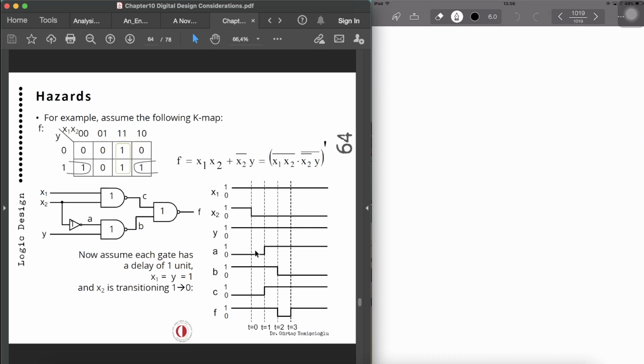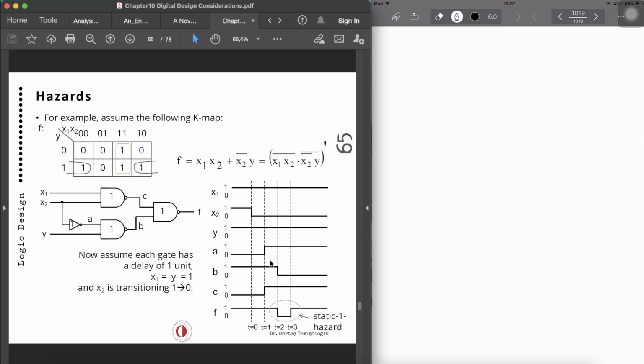So you have A over here, which is delayed. So then this is going to be 0 and 1, and that will be reflected over here. It's going to be 1. However, it should be 0, like this one. But because A is delayed, and then this one is delayed, this will cause a problem: we get a glitch over there, while we are expecting 0 here. So this is known as a static 1 hazard.